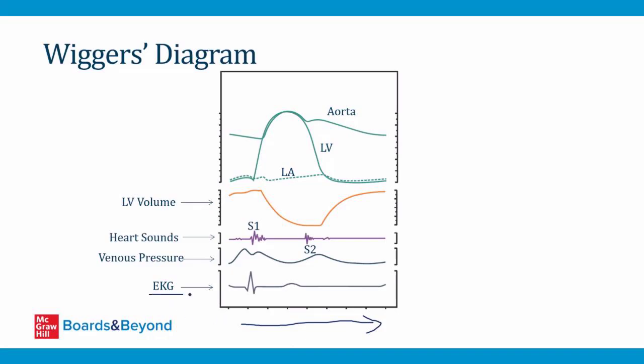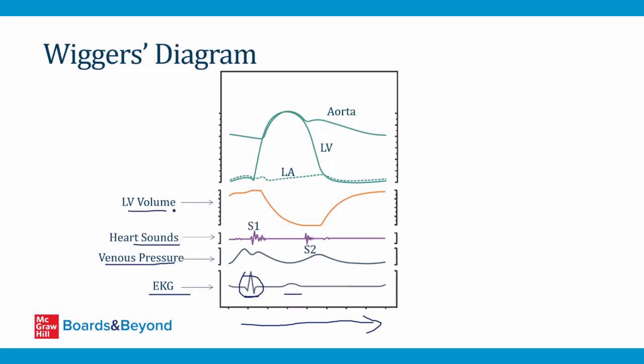So at the bottom is an EKG tracing, and it shows the QRS complex and the T wave. But the beauty of Wigger's diagram is you can see how things like the QRS complex match up with other events, like all the things shown also on Wigger's diagram. So for example, here we have changes in venous pressure, which I talk about in a separate video. Here we have heart sounds.